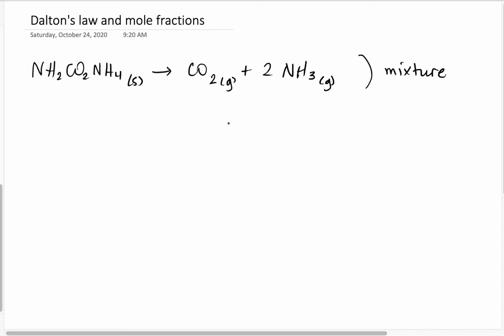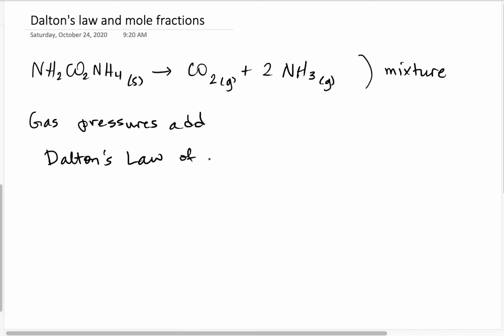Now, the great news is that because we're considering ideal gases only, all of the gas pressures add up together to give us our total pressure. This is called Dalton's law of partial pressures, or just Dalton's law. So first we need to know what a partial pressure is.